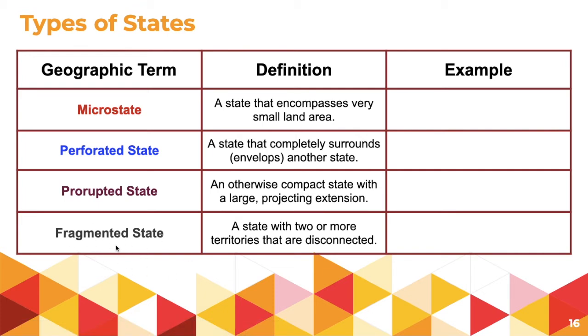This is also true of island nations that have multiple islands. For example, Indonesia. Indonesia consists of thousands of islands. It's what we call an archipelago, a country consisting of many islands. Well, that would also be a fragmented state.